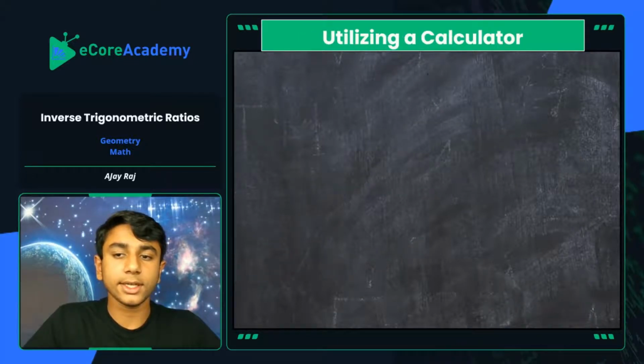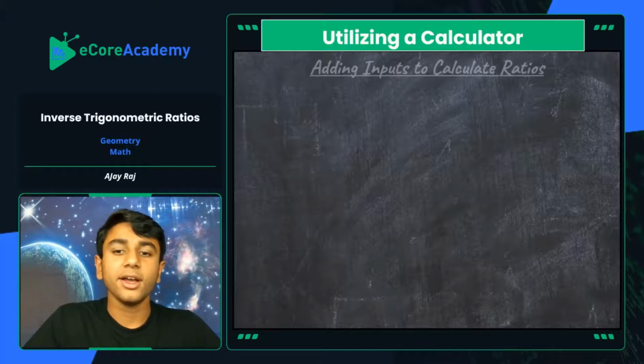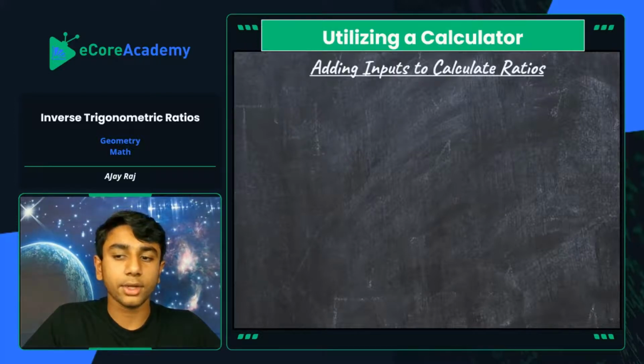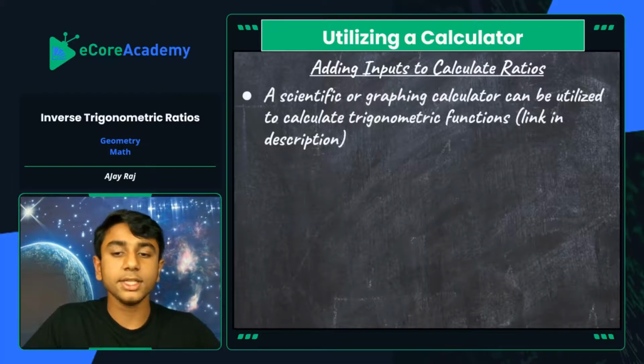So let's look at utilizing a calculator. Very important for this lesson. Adding inputs to calculate ratios. A scientific or graphing calculator can be utilized to calculate trigonometric functions and their inverses.